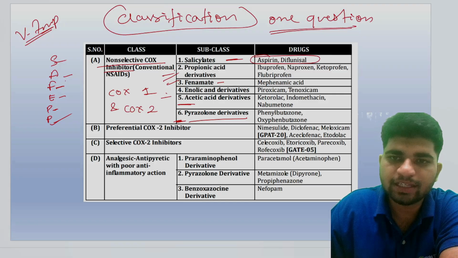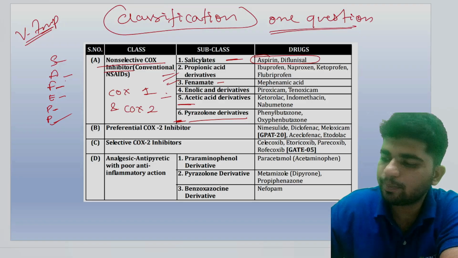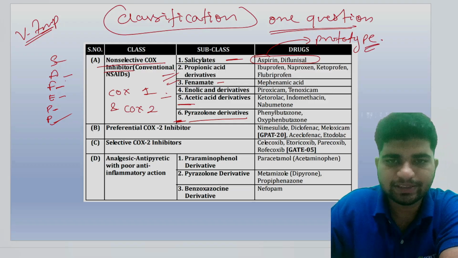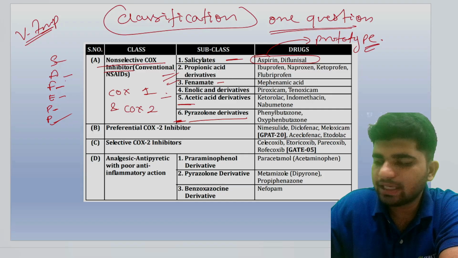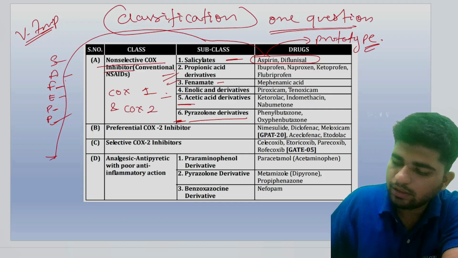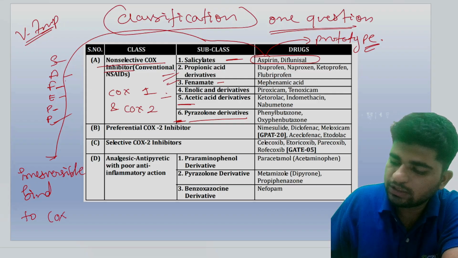That is aspirin as well as the diflunisal. Aspirin is the prototype drug of NSAIDs. All right. Note one thing, that aspirin binds irreversibly to COX enzyme. Irreversibly bind to COX enzyme.